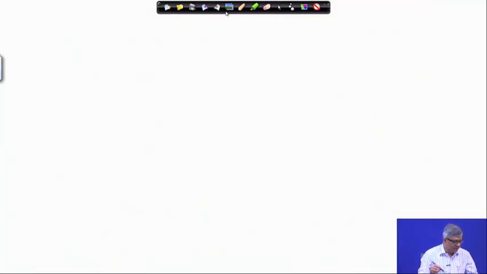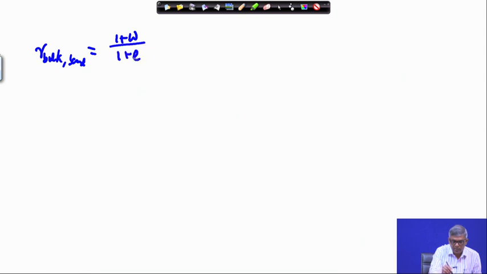So, for this I can take gamma bulk sand, which will be equal to (1 plus w) into G_s gamma_w divided by (1 plus e). This formula is to be remembered. So, everything is given. If I put those values, then I will get the value 16.55.